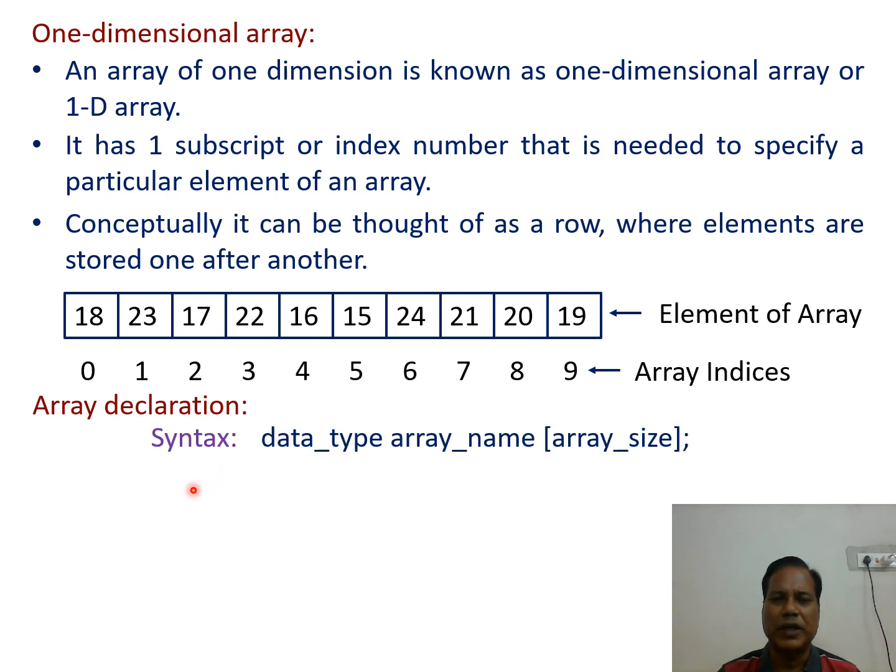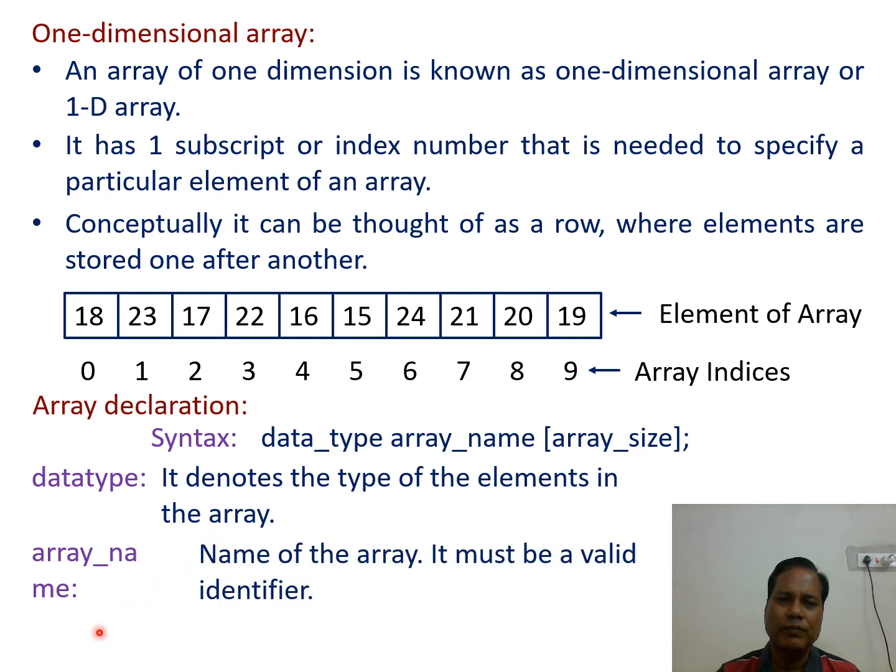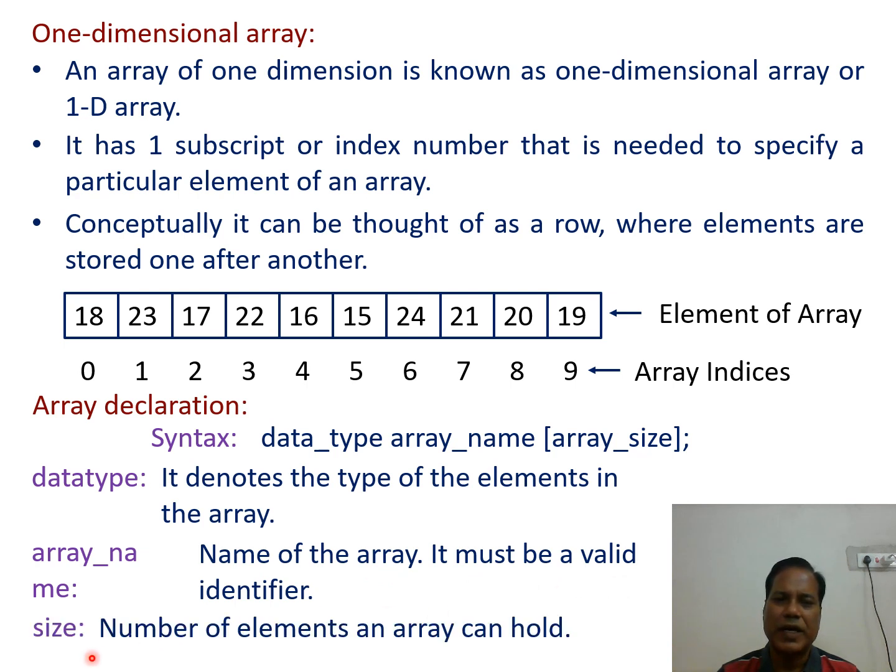Array declaration. How is an array declared? Its syntax is like this one: data type, array name, then we mention the size of the array at the end, semicolon. Data type denotes the type of elements in the array. Array name is the name of the array, it must be a valid identifier. Size is the number of elements an array can hold.